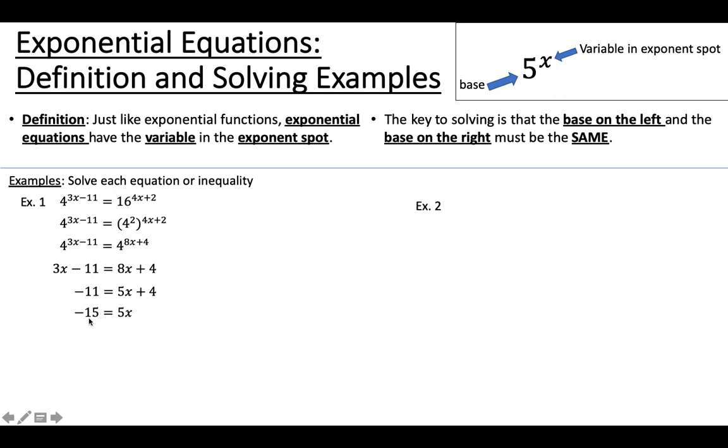Negative 11 minus 4 on this side gets negative 15. Now we're almost there. Last step, we just got to get rid of this 5. Undo times 5. So to get rid of that 5, divide it out. So negative 15 divided by 5 is negative 3. So x equals negative 3. Okay? That's all there is to these problems, really.